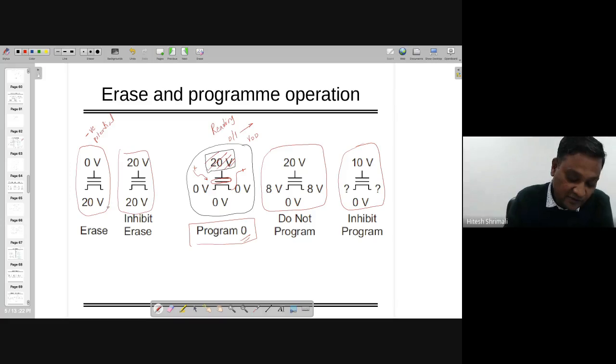But here, instead of that, body is connected to 20 and this is connected to 0. So effectively, it's negative, right? So gate to body is negative. So that's how you can erase it.